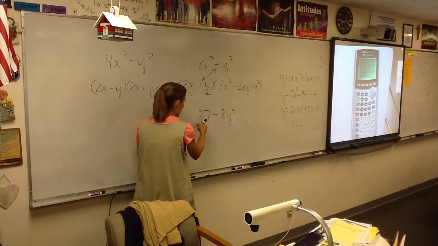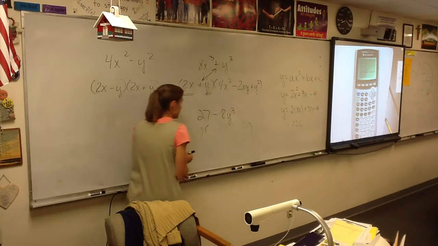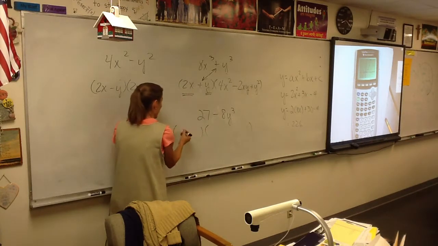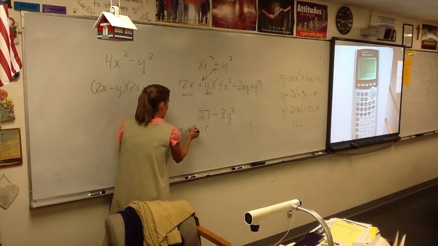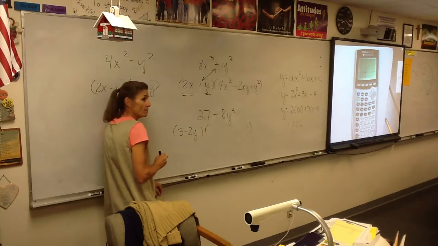So if we had 27 minus 8y cubed, first of all, you got to recognize those are cubes. So we have little parentheses and a big parentheses. What's going to go in the little one? 3 minus 2y. Everybody okay with that?